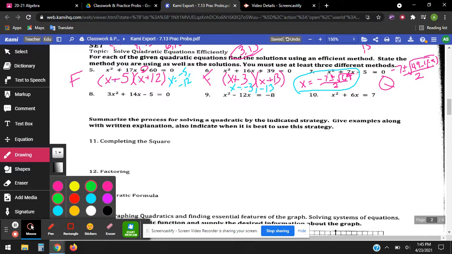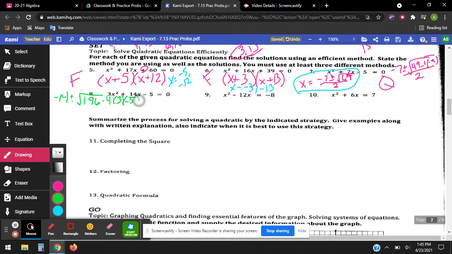All right, next row. 3x squared. Ugh, I don't want to worry about doing a vertex form with this. So let's use quadratic formula. So I'm probably going to want to need that space. Let's move that over. Okay, so negative b, negative 14 plus or minus the square root of, oh, what's 14 squared? Let me see. 196. 196 minus 4 times 3 times negative 5 all over 2 times 3, which is 6.